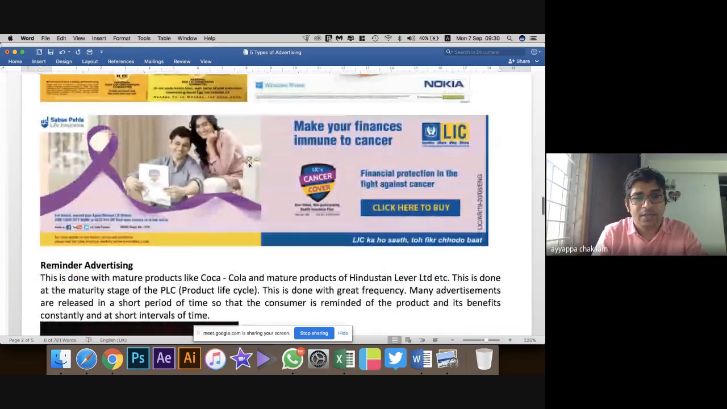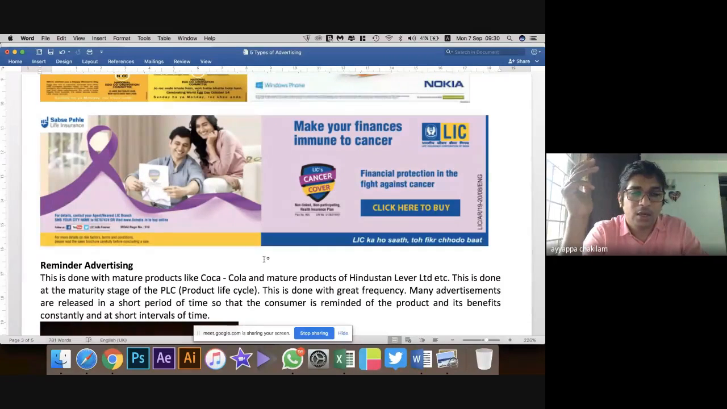In the example here, they try to connect emotionally. Emotional connect is done so that the consumer gives a thought about this particular policy and tries to purchase it. So what is it about? It's about LIC cancer cover, and they show a happy couple, just saying that they are very much protected if they are taking LIC's cancer cover.